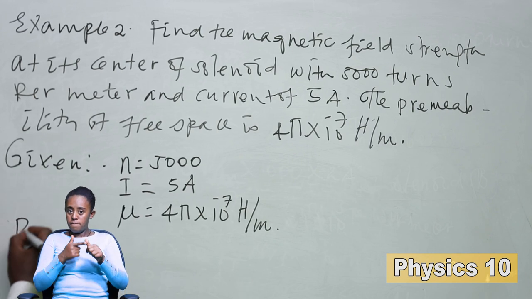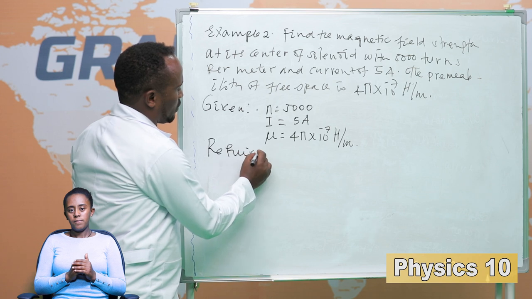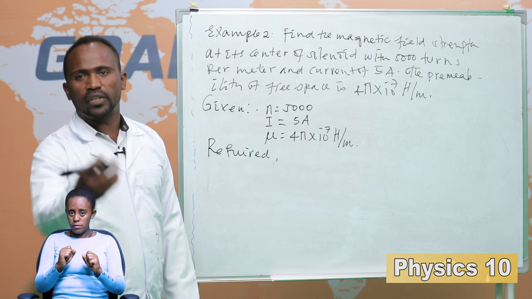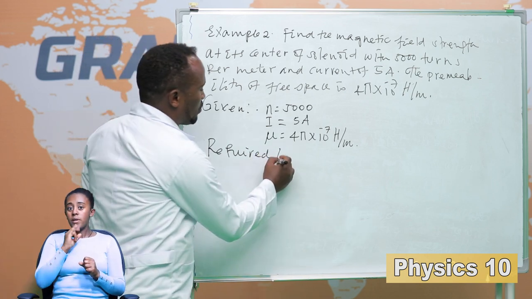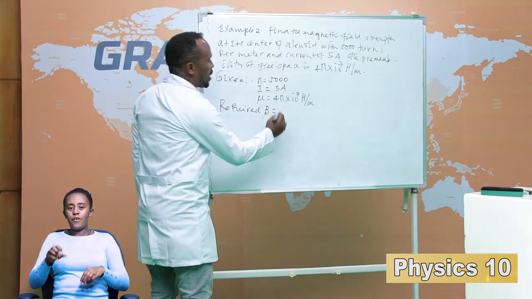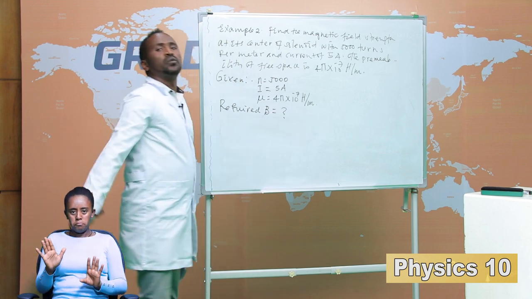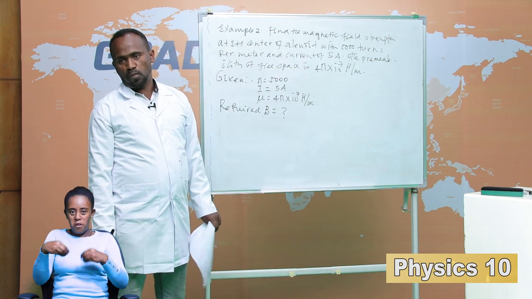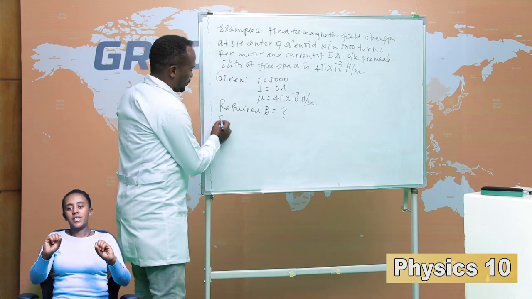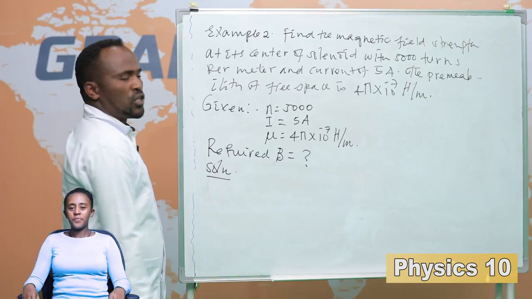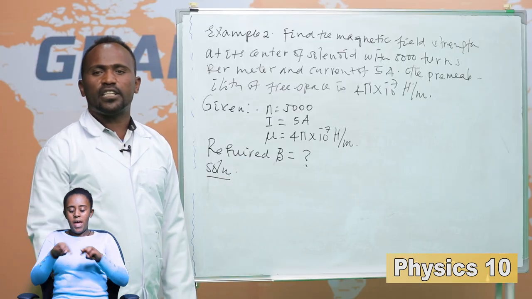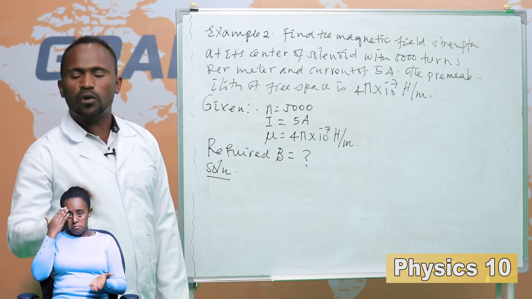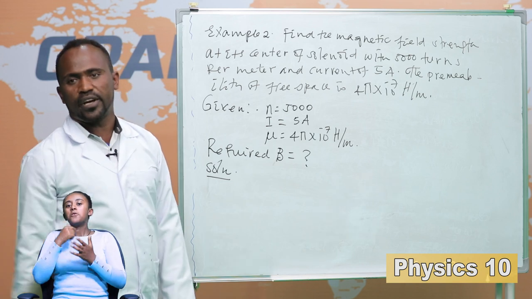What is the required one? My student, can you tell me the required one? The required one is the magnetic field of the solenoid. We don't know the value of this magnetic field, but we know only the given. Solution. To find this magnetic field strength of the solenoid, we have the formula. Do you remember what you learned? The formula that helps us find the magnetic field of the solenoid.